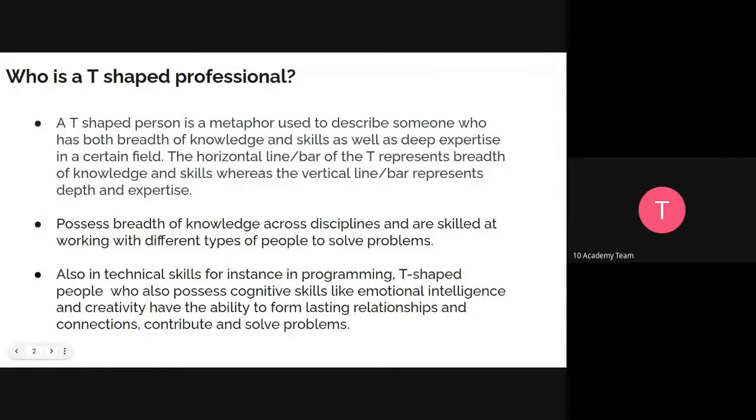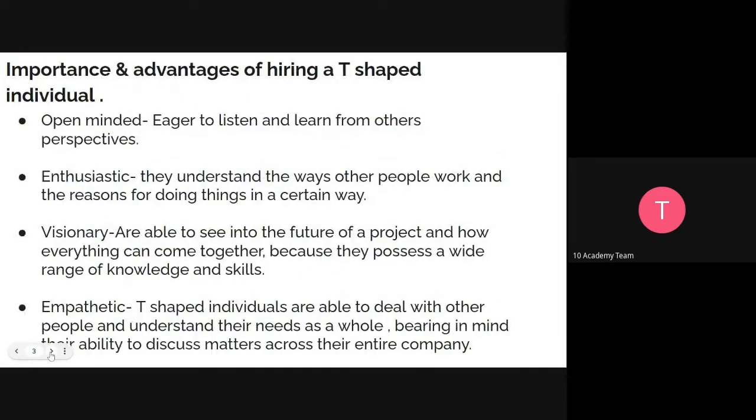In the T-shape, the horizontal line or the bar of the T represents the breadth of knowledge, the basic skills that someone has, and then the vertical line, which goes downwards, represents the depth and expertise in the career or whatever it is they're doing. Also, for example, in technical skills, for instance in programming, I think I've just talked about that.